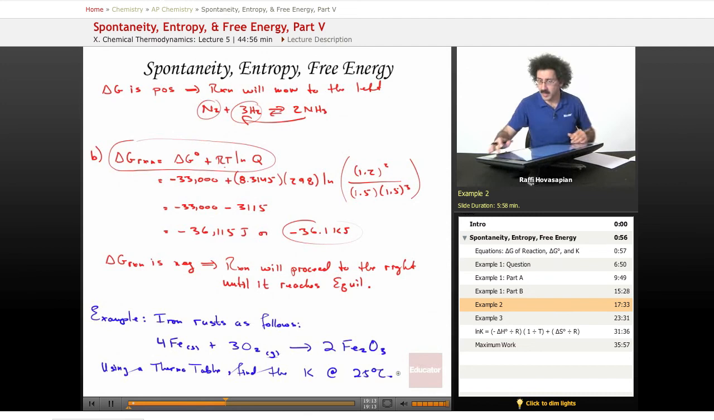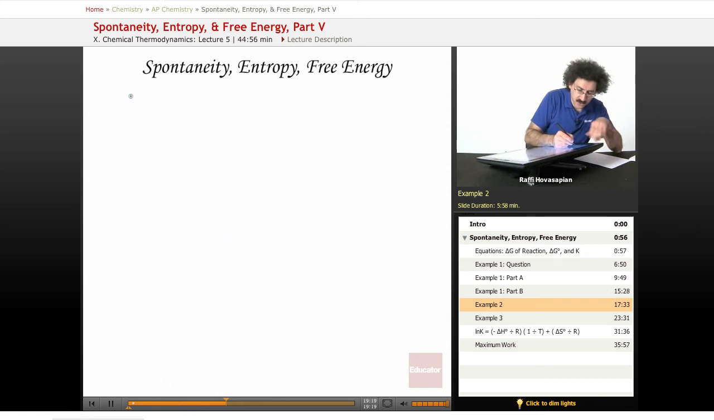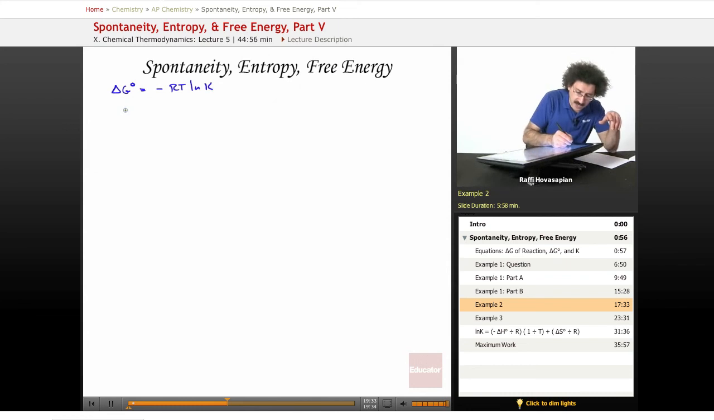Oh, okay, well, we know how to do that. They want us to find K. Well, we know the relationship is delta G equals minus RT ln K, right? We're at equilibrium. We just solved that equation by setting the delta G reaction equal to 0. So let's use this version of it. K is equal to e to the minus delta G over RT.